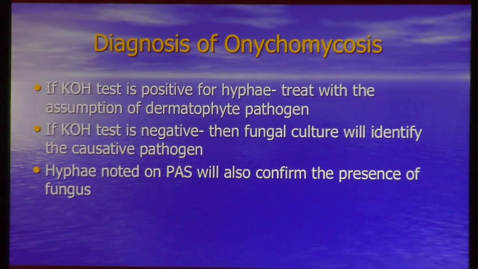So to diagnose onychomycosis, this is what I do to treat. If the KOH is positive for hyphae, or if hyphae is seen in PAS stain, you know the patient has onychomycosis and you can proceed accordingly. However, if those tests are negative, they still could have onychomycosis, but you missed it. So then a fungal culture, wait for that. If the fungal culture identifies a dermatophyte, you know that's the pathogen. If the KOH is negative and you have a dermatophyte growing, it's the pathogen. But if the KOH is negative and anything else except a dermatophyte grows, so any other fungus or yeast, it's probably a contaminant. That's very important to know.